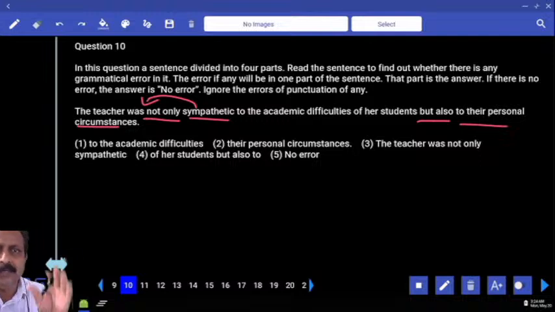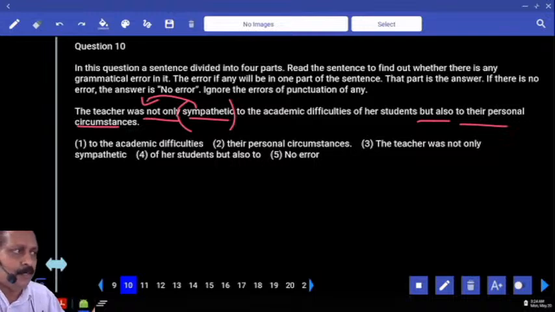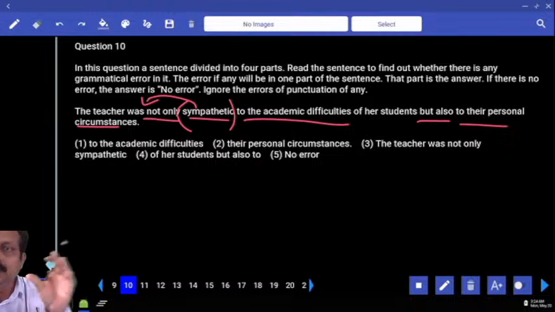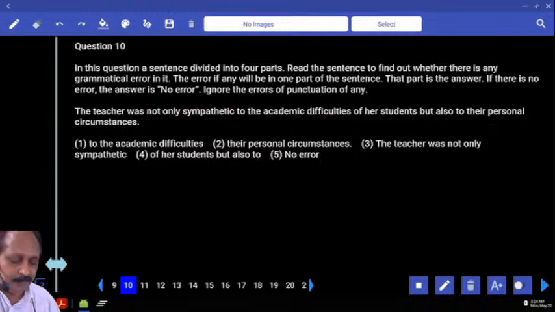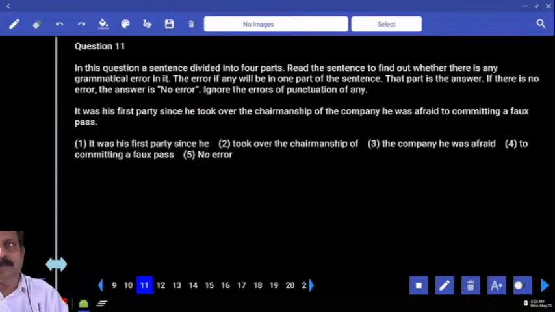Don't go to the options. Work on the sentence. The teacher was sympathetic, not only. Then what do you get? Already I've shifted the word sympathetic. What do you get? To the academic difficulties. To the academic difficulties, to their personal circumstances. Similar, not similar. Pattern-wise. To preposition, to preposition. So that means which part. Now you can decide which part has the error. Do we have to discuss that? Not required. You know what the correct sentence is. That's what matters. That is a challenging one under pressure.